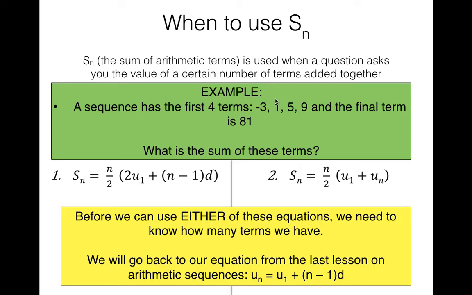I know what d is, because it's the common difference, which is 4. I know what un is in this case. The last term is 81. So I could use this equation here. The only problem is I don't know what n is. I don't know how many terms are in my sequence. I don't know how many terms it's taken me to get from -3, the first term, to 81, the last one. So I actually can't at the moment use either of these equations because I don't know what n is.